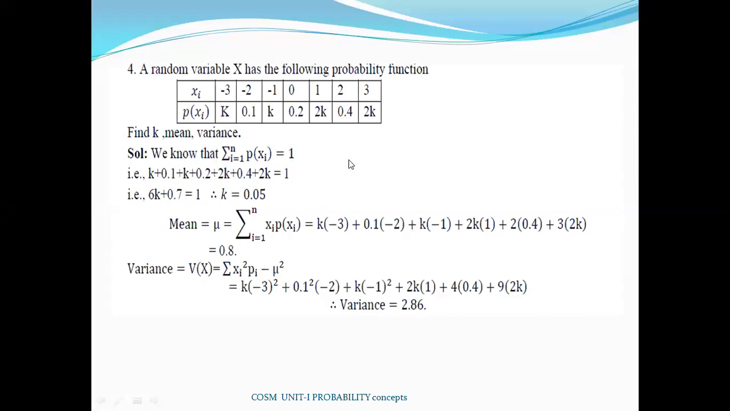Minus 2 whole square into 0.1, plus minus 1 whole square into k, plus 0, plus 1 square into 2k, plus 2 square into 0.4, plus 3 square into 2k. After substituting the value of k as 0.05, you get the variance value as 2.86.